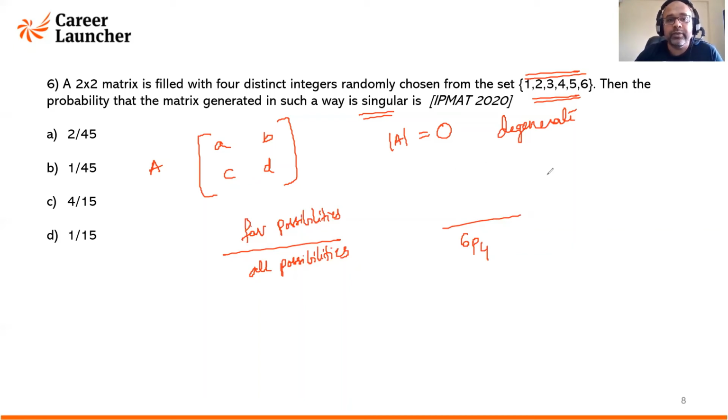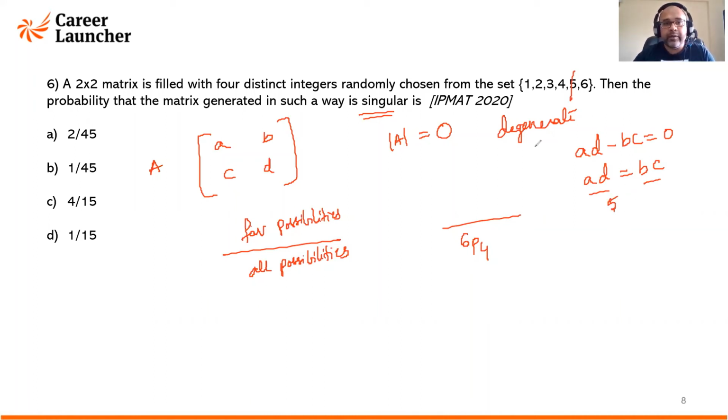You want the determinant to be 0, which means AD minus BC should be equal to 0, or AD should be equal to BC. Now, ABCD can be 1 to 6. If you observe a bit carefully, if A into D is equal to B into C, it means something should be cancelling on both sides, or the product should be the same. Clearly, the number 5 cannot be possible at all. Why can't 5 be possible? Because this 5 is on the left hand side.